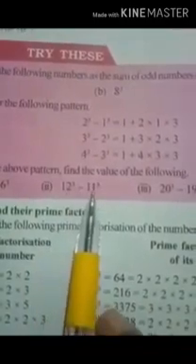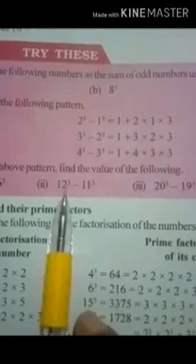Let's see one more example. Suppose you have to find 12 cube minus 11 cube. So what you will do, you will multiply 12 and 11 and 3, and whatever answer you get, you will add 1 to it. So 12 multiplied with 11 multiplied with 3, when you add 1 to it, you will get the difference of these two numbers.